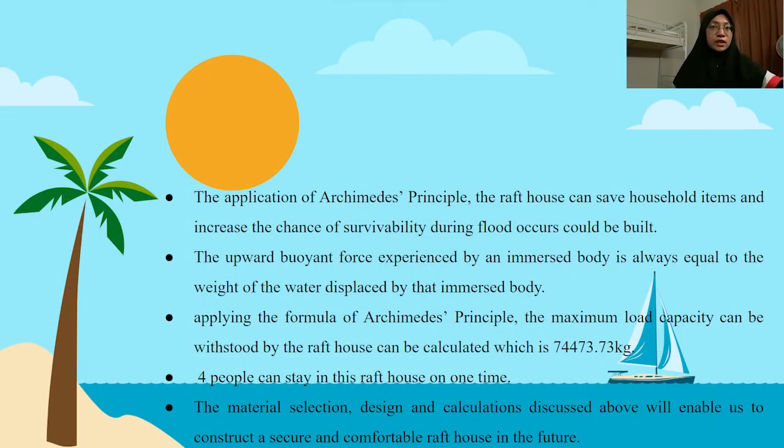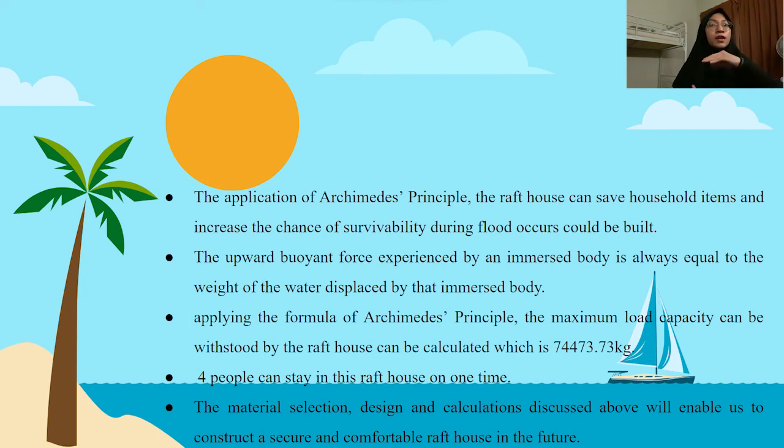Okay, for the calculations, with the application of Archimedes' principle, the raft house can save household items and increase the chance of survivability when a flood occurs. Plastic barrels are chosen as the raft material because the barrels have good buoyancy. For the raft house design, the raft consists of 2 bedrooms, a toilet, a living room, kitchen, dining room, corridor, laundry room, and the last one is a garden space.